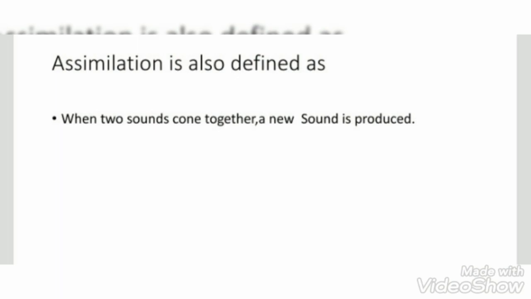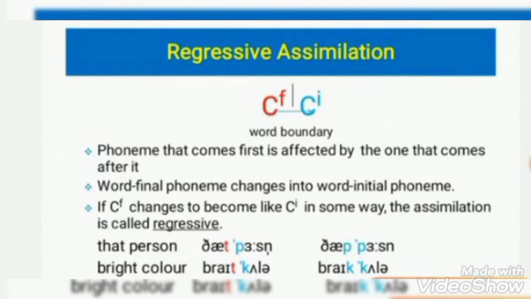Assimilation is further divided into two parts. First is regressive and second is progressive. Here I describe regressive assimilation. First, I ask an important question: what happens when a final consonant changes into an initial consonant? Let me give you an example, which is given in my slide.